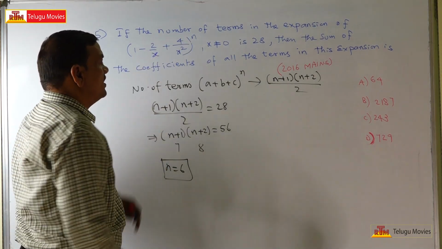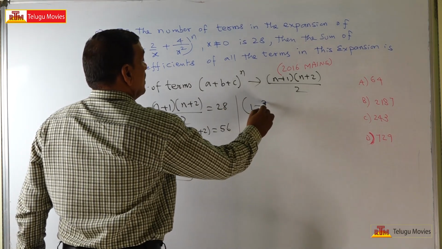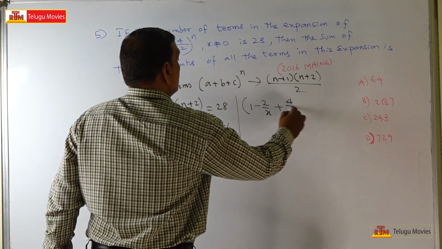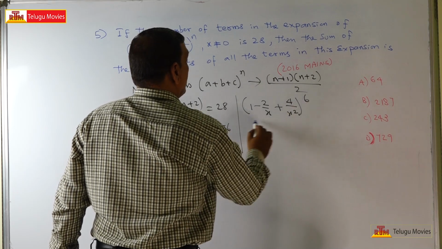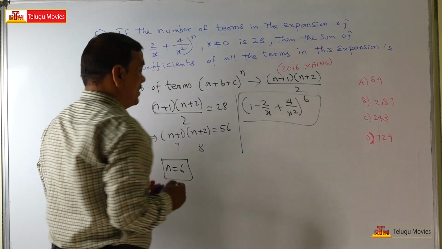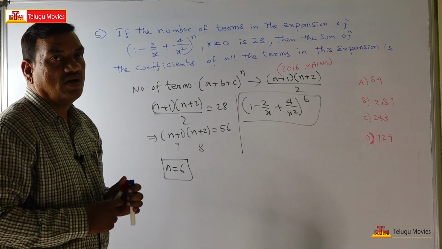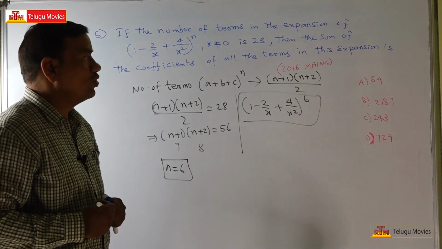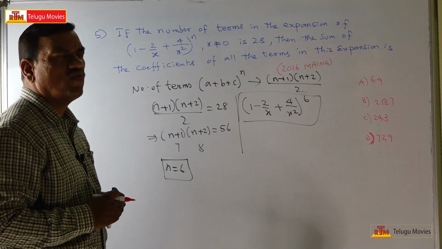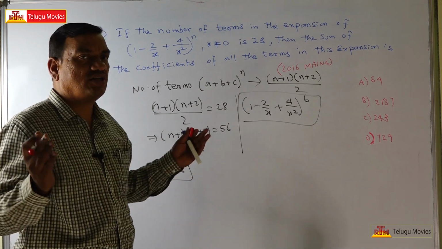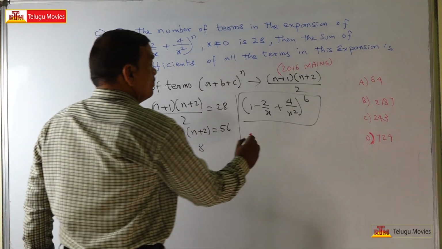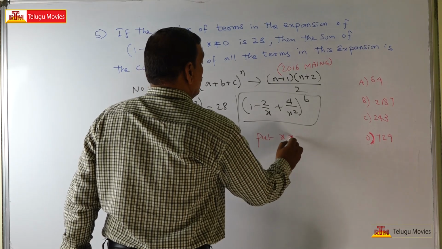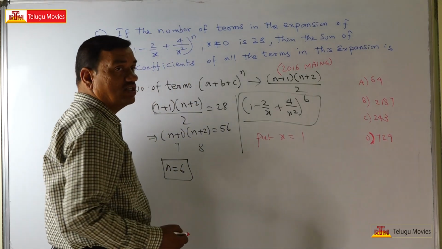So put here n is equal to 6: (1 minus 2 by x plus 4 by x square) whole power 6. So this is your trinomial expansion. You have to find the sum of all the coefficients. No need of expansion. So put x is equal to 1. Wherever x, substitute 1.